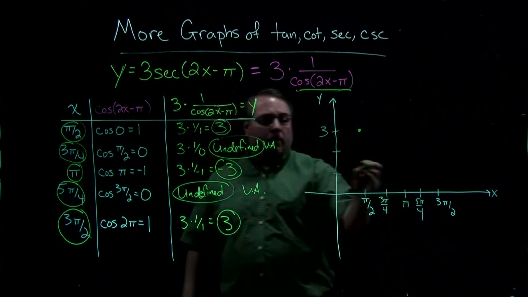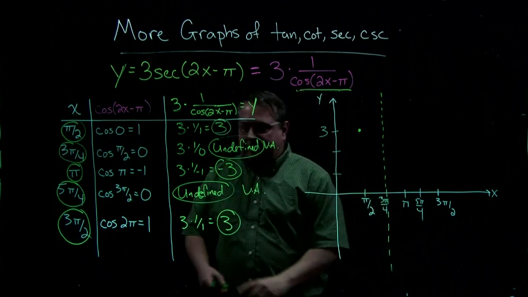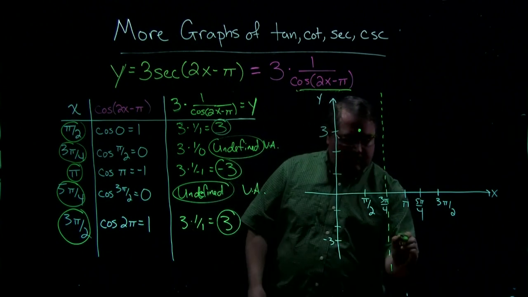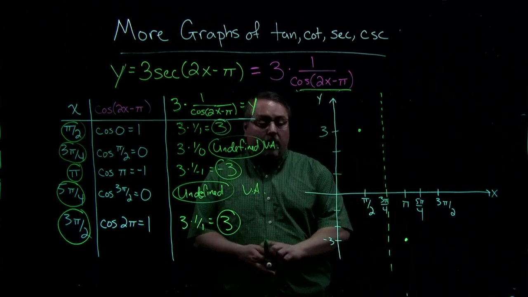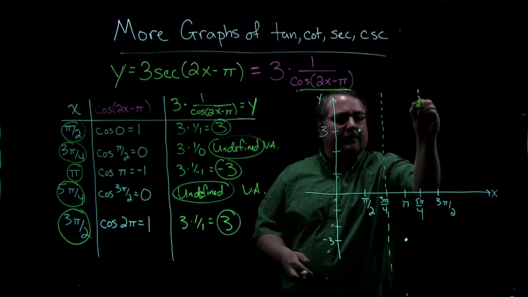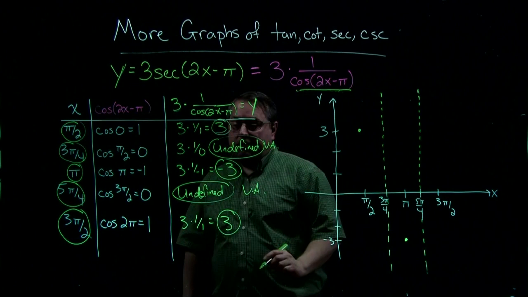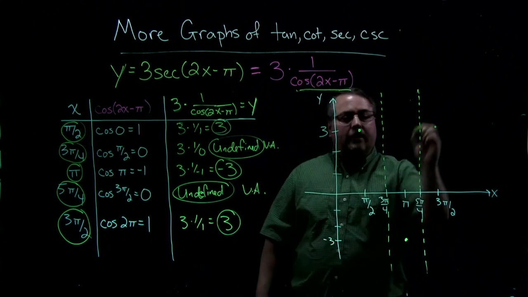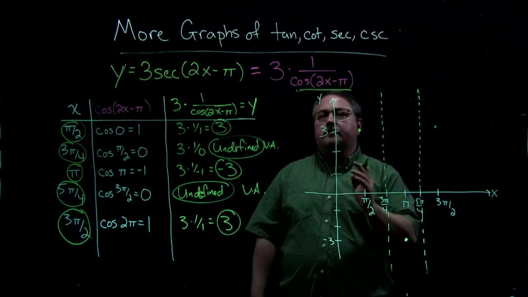When x is 3 pi over 4, we have a vertical asymptote. When x is pi, y is -3. So we're going to have a point at x equals pi, y equals -3. When x is 5 pi over 4, y is undefined. We have another vertical asymptote. Okay, and finally, when x is 3 pi over 2, y is going to be 3 again. Okay, so we take our points and our asymptotes, and then we fill in the graph of our secant.